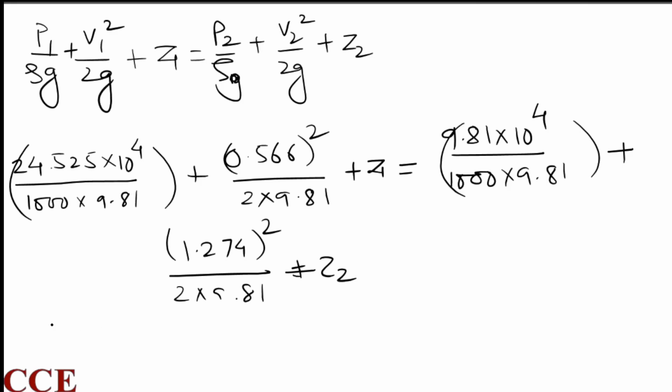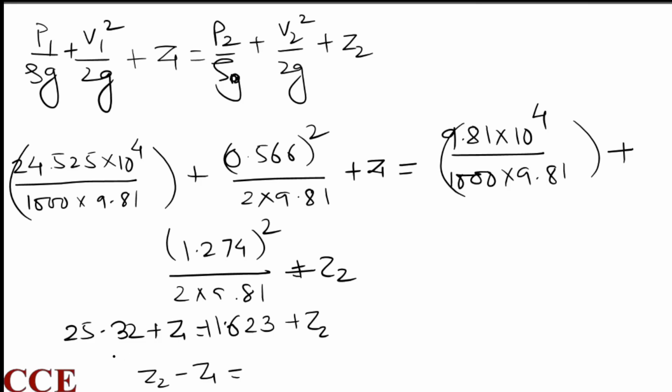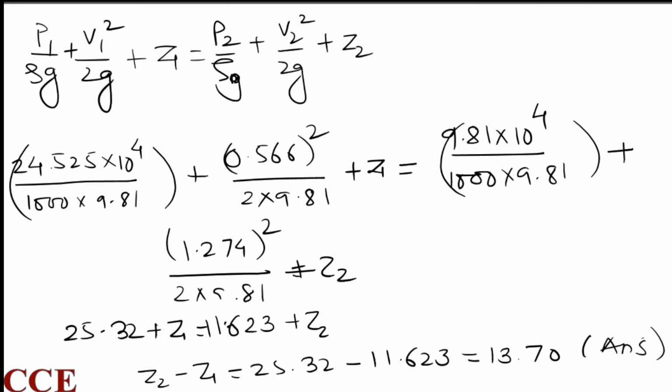So what we are getting here, 25.32 plus Z1 is equal to 11.623 plus Z2. So I can say that Z2 minus Z1 is equal to the subtraction of 25.32 and 11.623, and we will get the answer 13.70. Now we have applied the Bernoulli's equation in simple words, and the numerical was very simple.